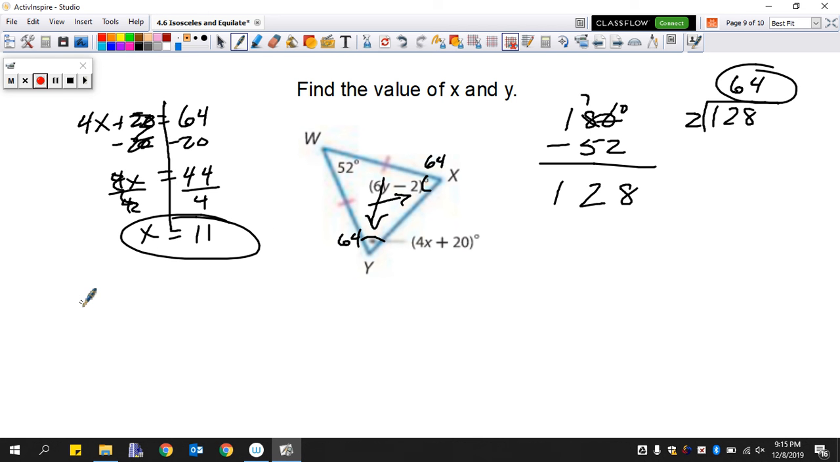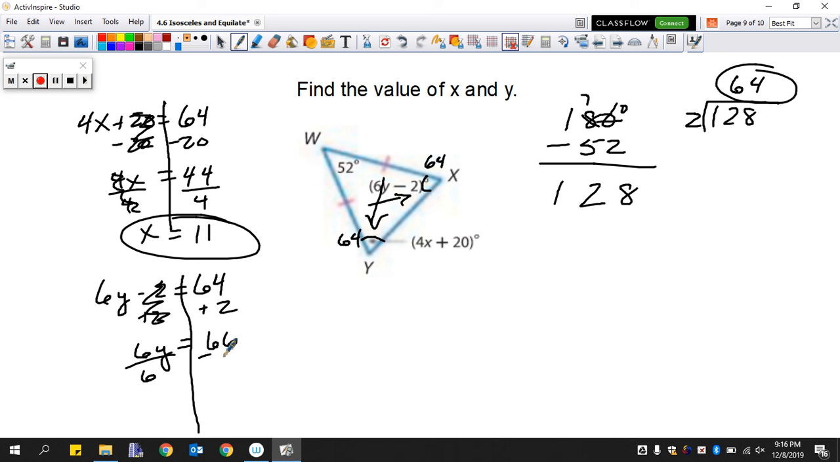Now we have 6y minus 2 is equal to 64. Solve, so we add 2. 6y is equal to 66. Divided by 6, y is also equal to 11. All right, so that's how you do that.